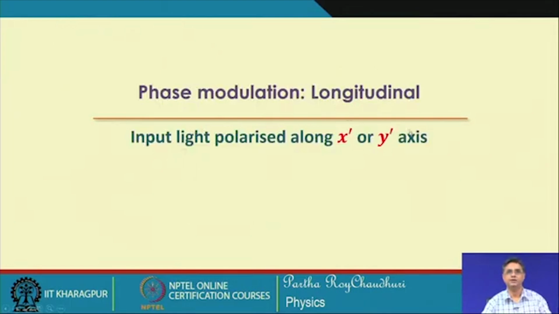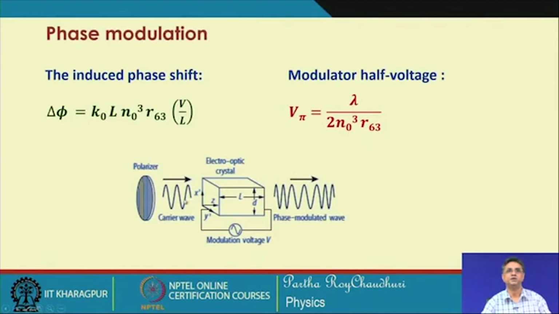So, in the case of phase modulation, for the longitudinal case, the input polarized light is along either the x prime or y prime axis. This is the thing that we will always have to remember: if we want to configure the device for phase modulation, then the input polarization will be either x prime or y prime, not at 45 degrees with x and y.